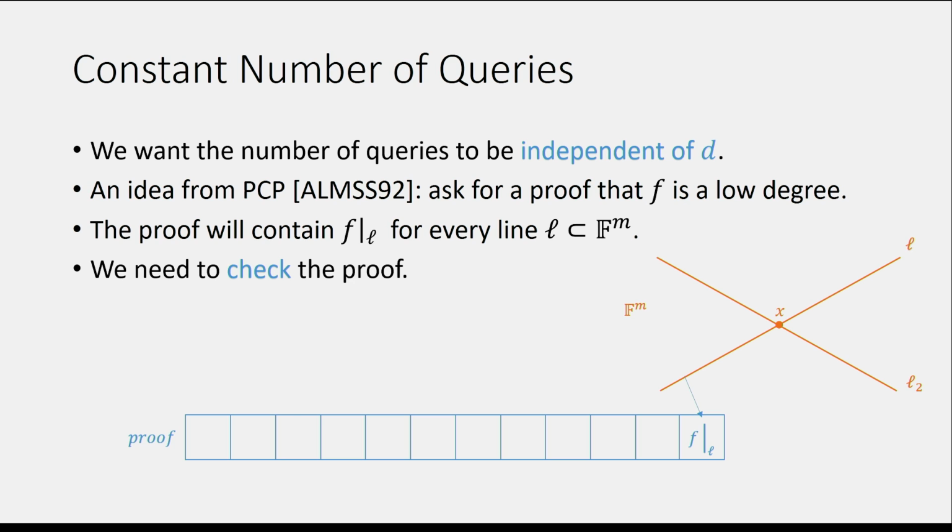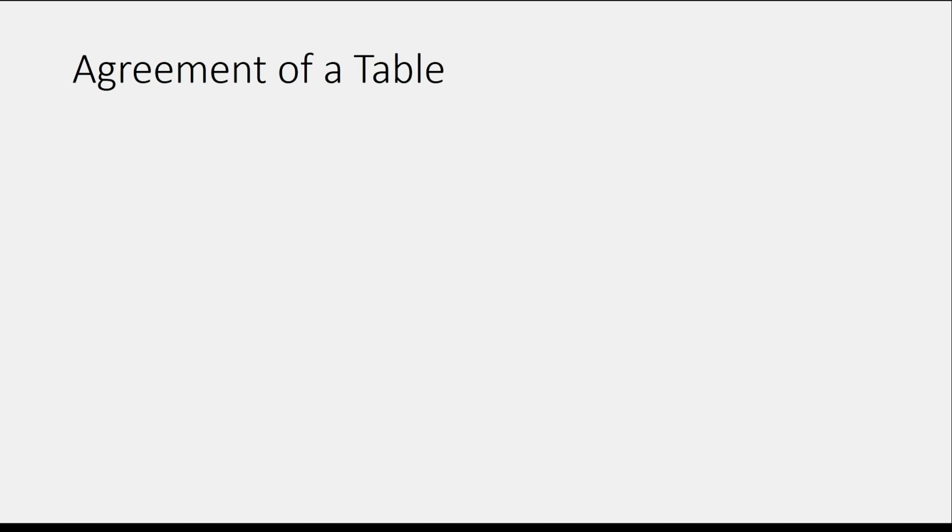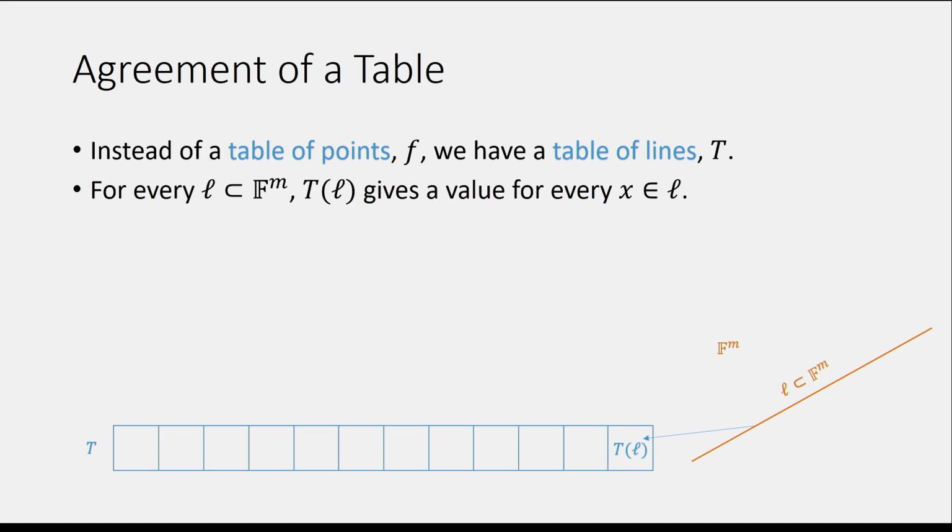So a way to test it is to look at two lines that intersect on a point and see if they agree on this point. So this is the general agreement test. And so now we forget about our original function f, and we in fact only care about this proof. So we're not going to call it a proof anymore.